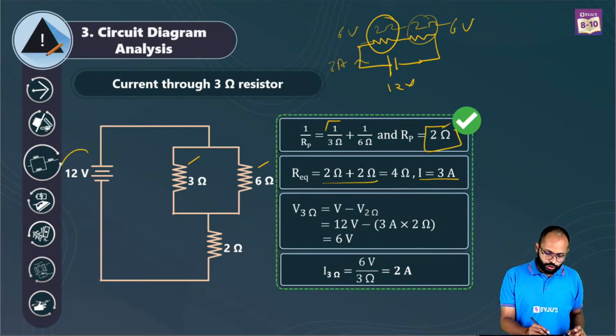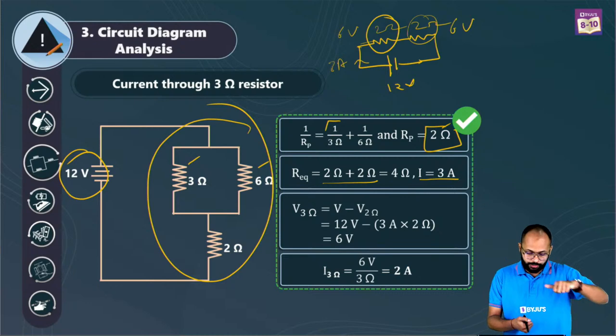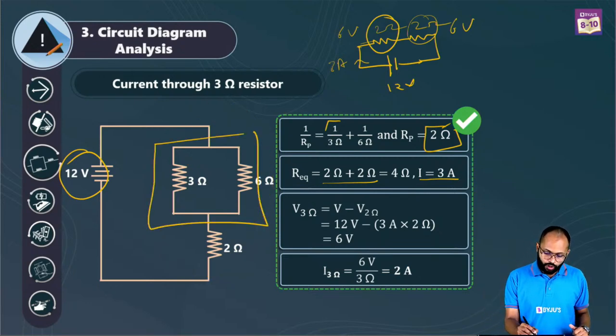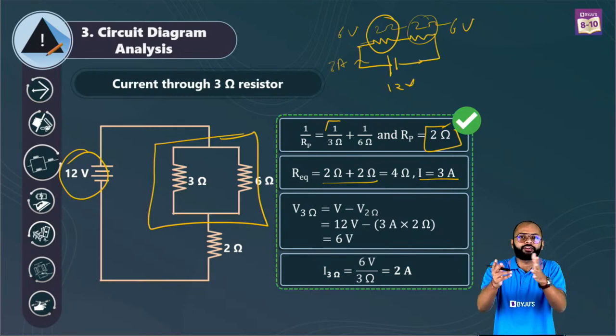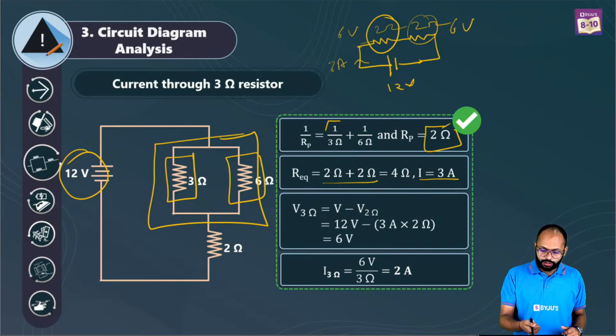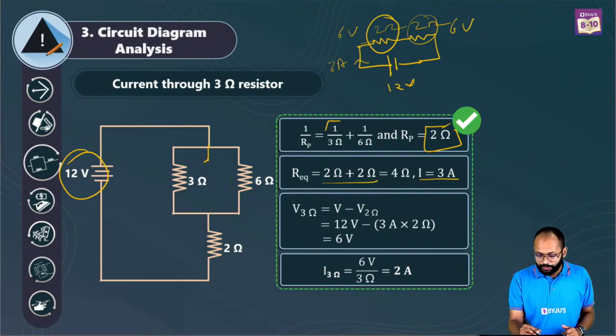And you understand this 12 volt is across the whole circuit. It is not across the 3 ohm resistor. That's why, first of all, you have to find how much is the voltage drop at this parallel combination. In parallel, voltage remains same, no? So whatever voltage drop is there at 3 ohm, it is at 6 ohm also. So what I have done, I have found the equivalent resistance, that is 2 ohms, fine.